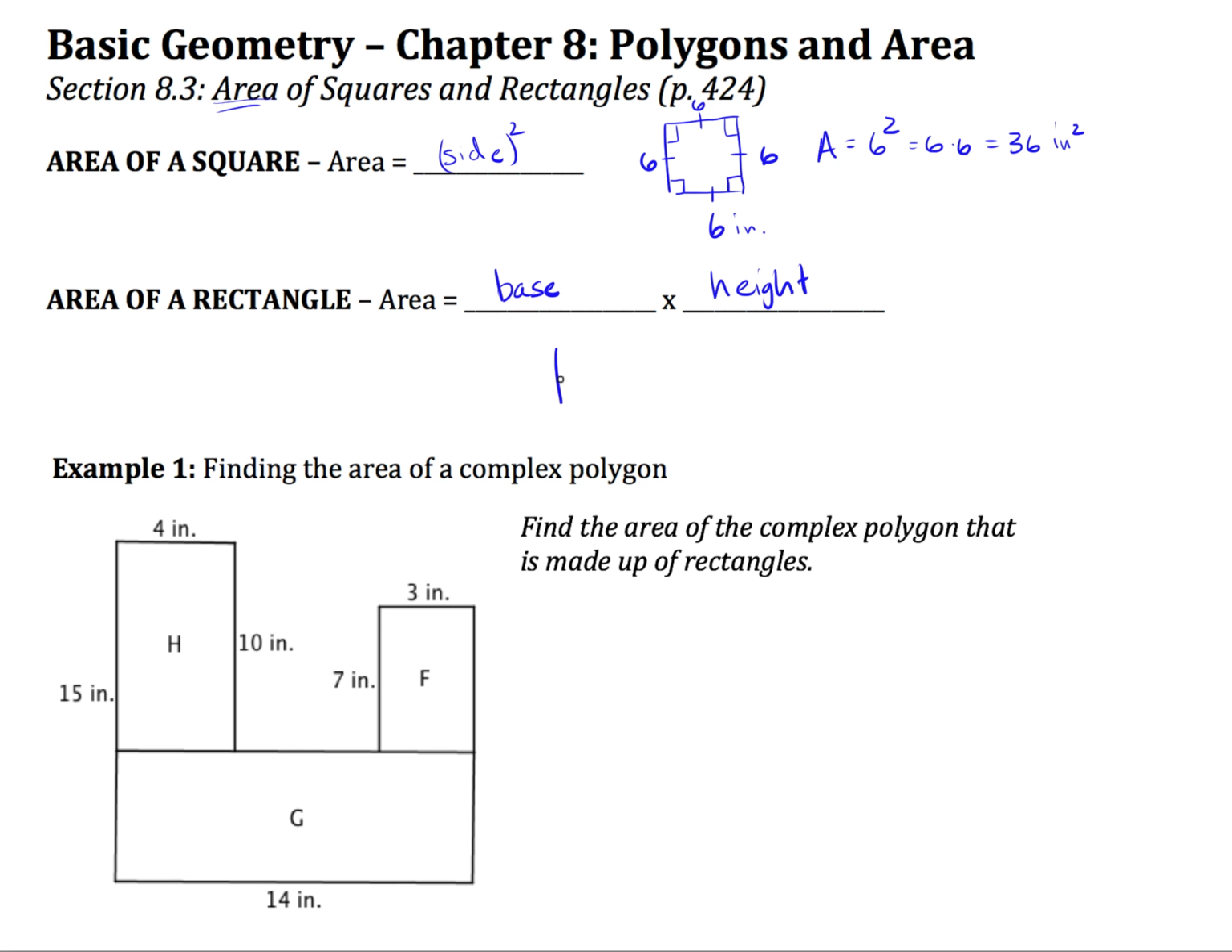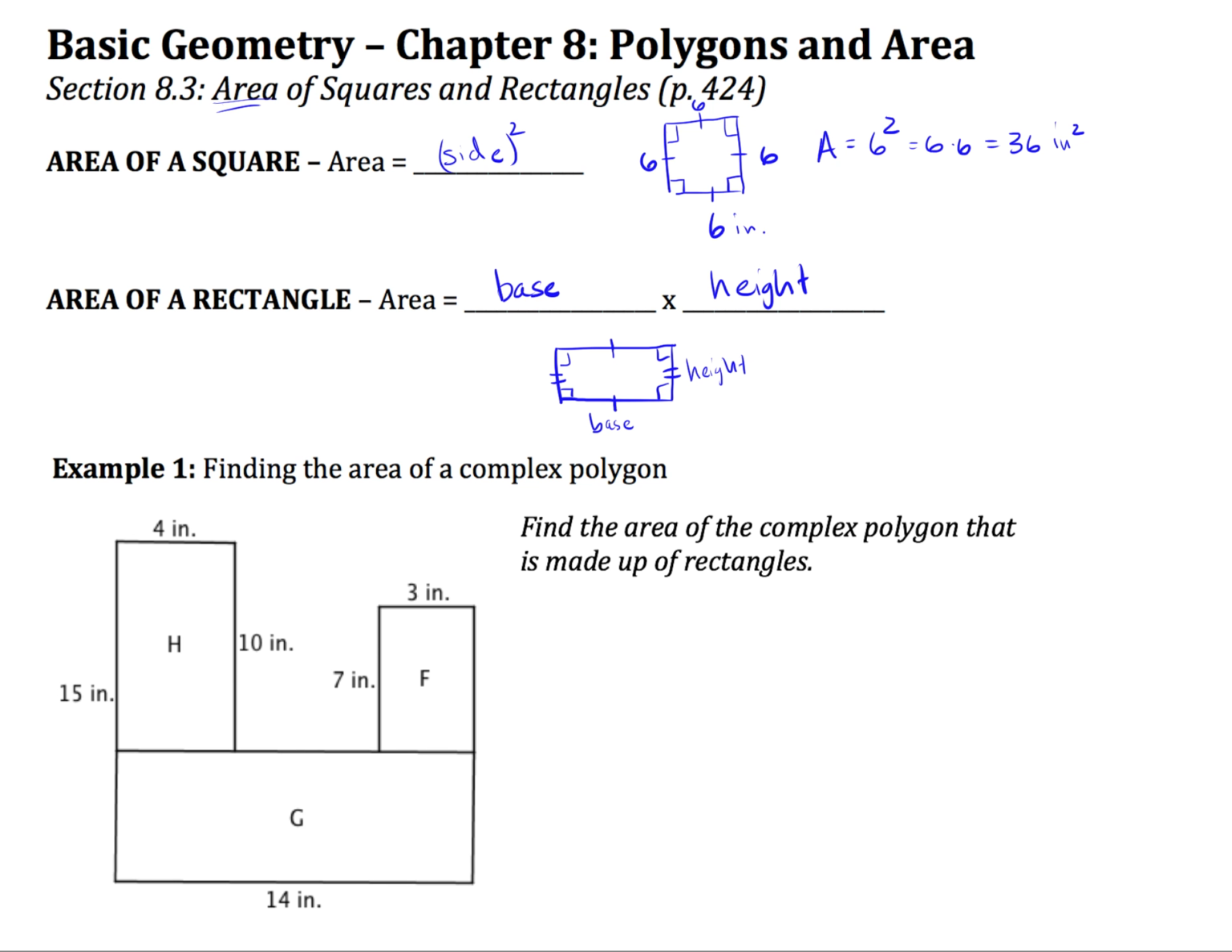So if I'm looking at a rectangle, again, I'm looking at a shape where I know there are four right angles, and I know opposite sides are congruent, but not necessarily all the sides congruent. So a shape that looks something like that. The base and the height are kind of synonymous with length and width if you've ever used that formula. The base would be maybe this side right here, and the height would be this side right here. So if I want to take the area of this shape, I would do this side times this side.